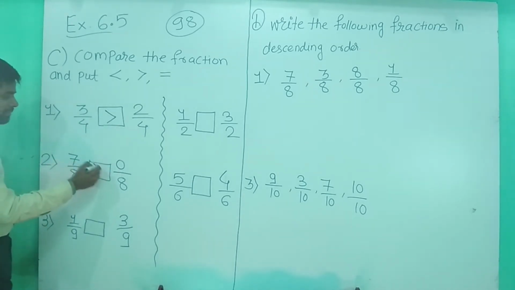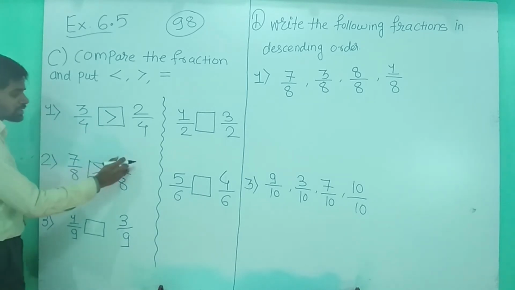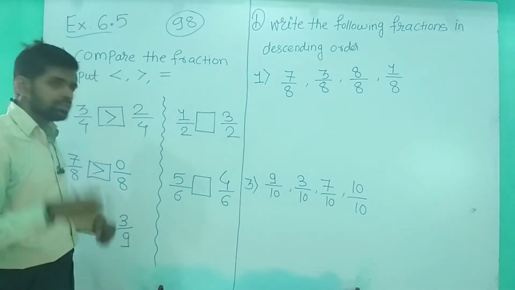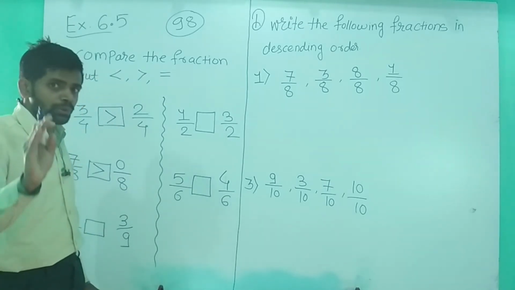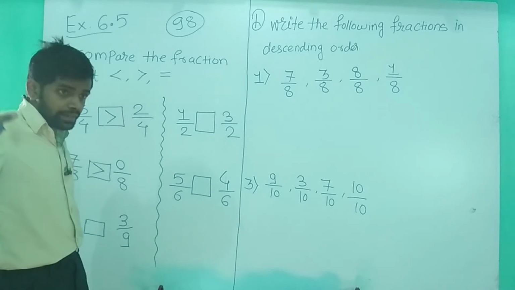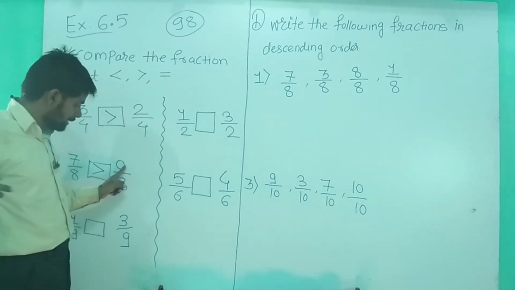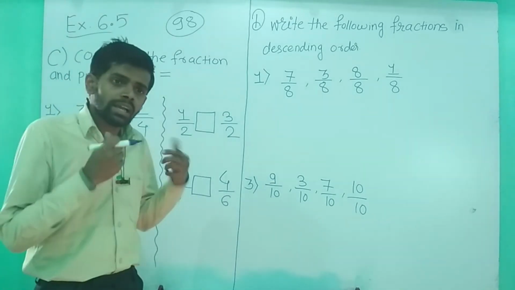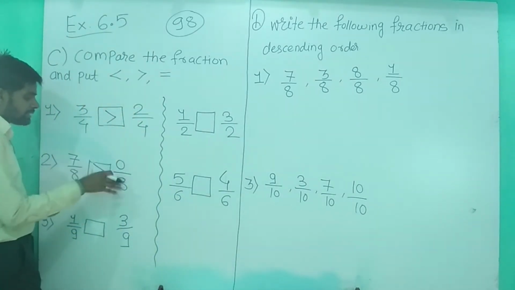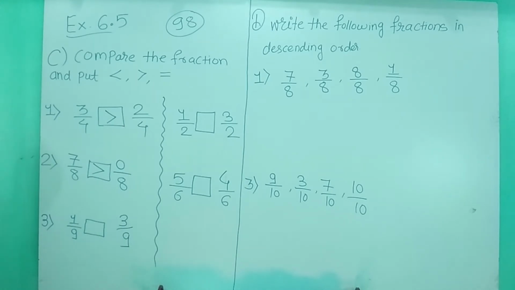Okay, 7 by 8 is greater because 0 by 8 is 0. If the numerator is 0, that means it is 0. And I already told you that numerator is the dividend and denominator is the divisor. And if the dividend is 0, then it is 0, nothing is there. So 7 by 8 is greater than 0 by 8.